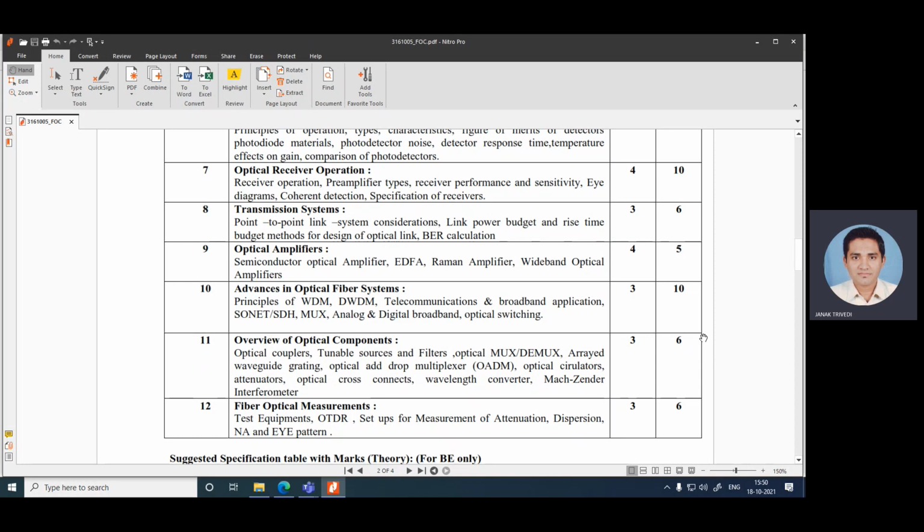The last chapter includes fiber optical measurement and test equipment, OTDR, optical time domain reflectometer, setup for measurement of attenuation, dispersion, numerical aperture and eye pattern, which are discussed in this chapter. The total number of hours required to complete this chapter is 3 and the weightage is 6%.